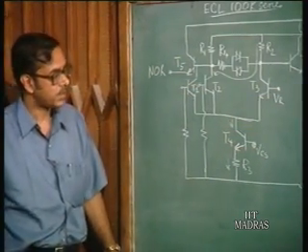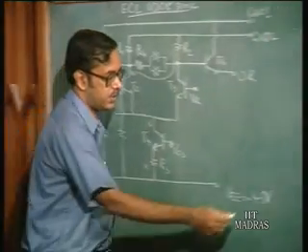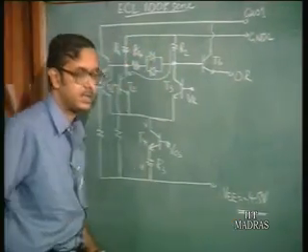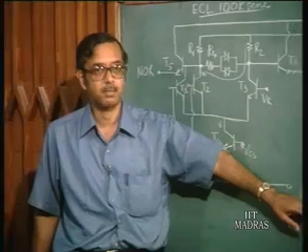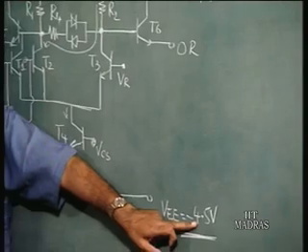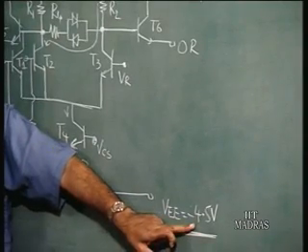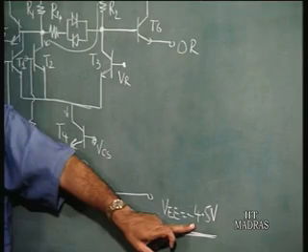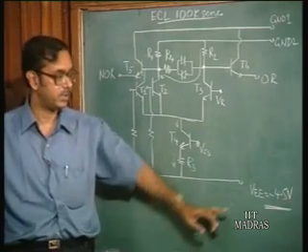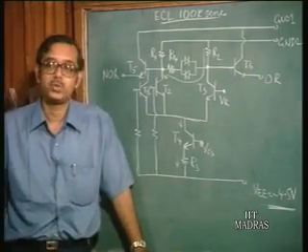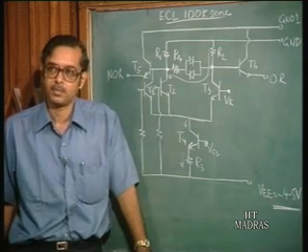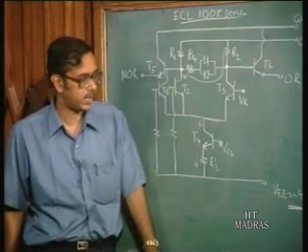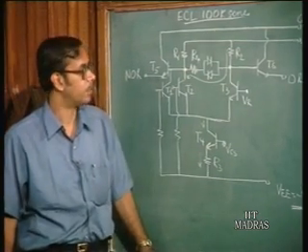So, the other modification which you see here is that instead of a minus 5.2 volt power supply, this is minus 4.5 volts. So, the power supply voltage has been reduced primarily to reduce the power dissipation. So, these are the modifications from the circuit point of view.